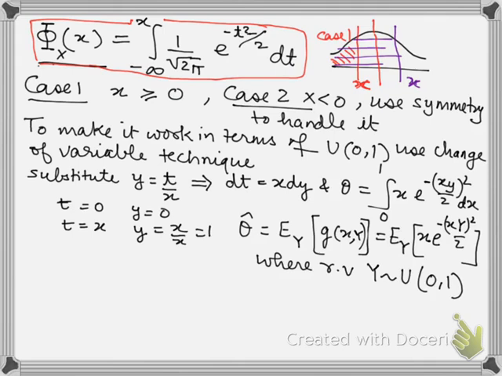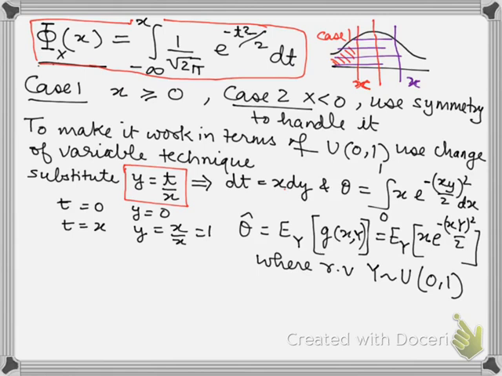And when your t is x, your y is 1. So that works well for us. So that means if y is t over x, dy over dt would be 1 over x, or dt is x dy. So we use this substitution as you would do in any ordinary calculus and integral evaluation.